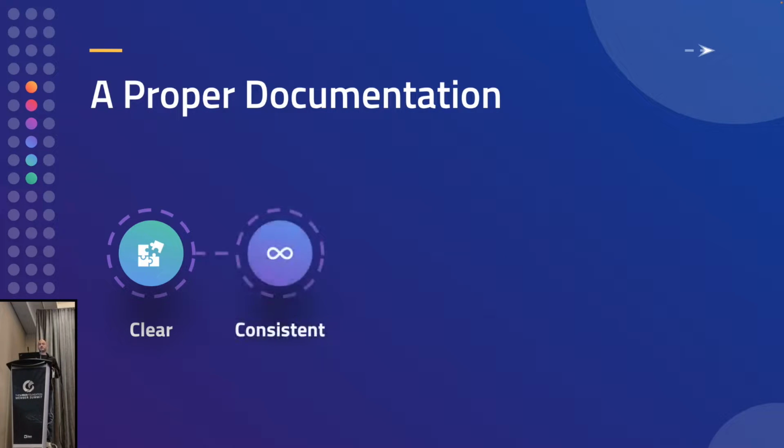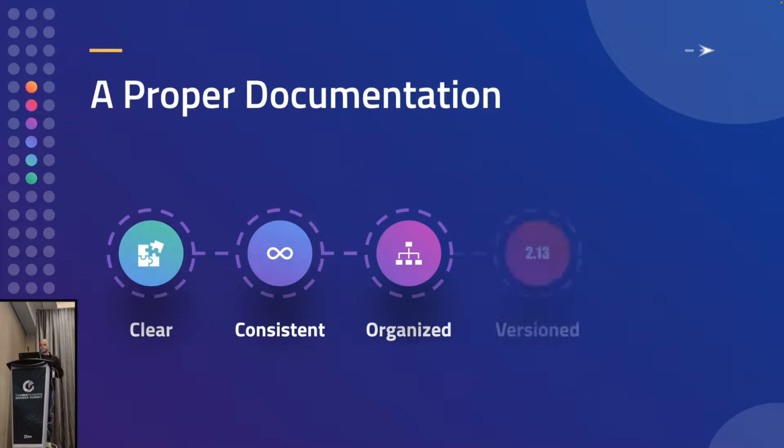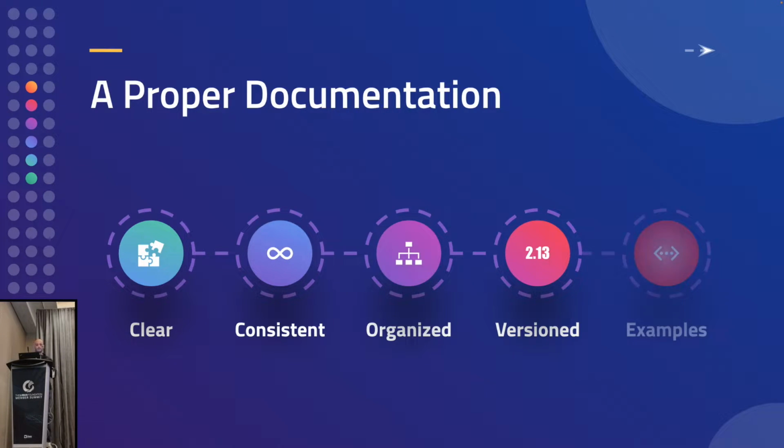Consistent. The terminology should be consistent. The button that starts the cooking should always be named start, not cook or the button on the left. Organized, it should be well structured to allow quick access to what is needed. Versioned, it should match the model that we bought. And with examples, because sometimes we just want to see how things are used.